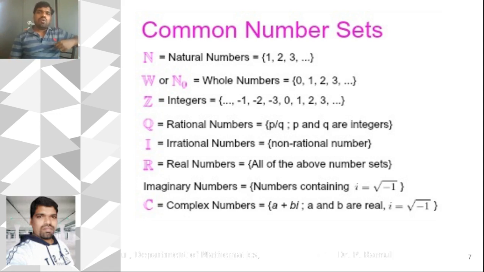Second is whole numbers. This set contains the other numbers plus one extra number, 0. So that's why it is N naught. N naught is nothing but this set with one extra number. It has some extra number, that is 0.